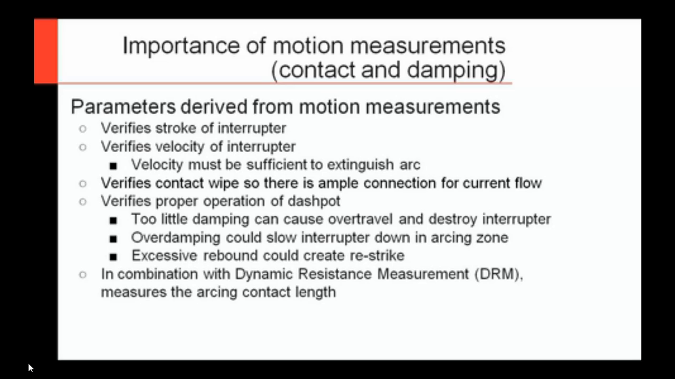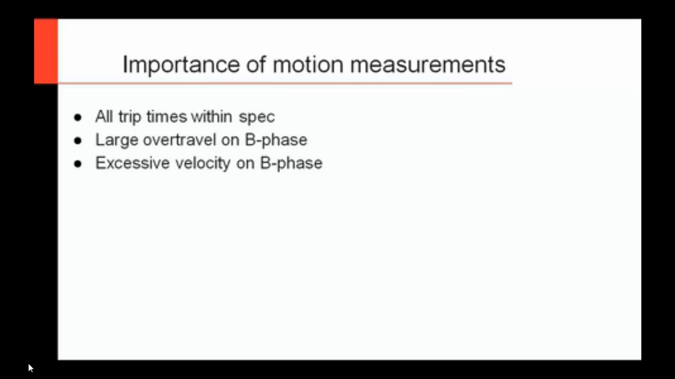Then, as I mentioned before, for arcing contact analysis on your SF6 circuit breakers, there's something called dynamic resistance measurement. If you're performing this, you want to make sure you hook up a travel transducer with it so you can get the actual length of your arcing contact.